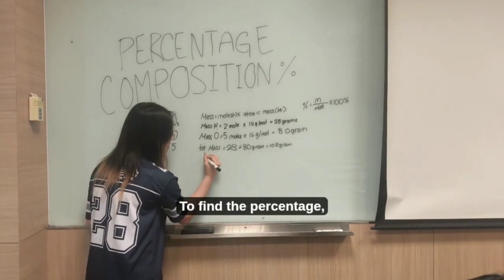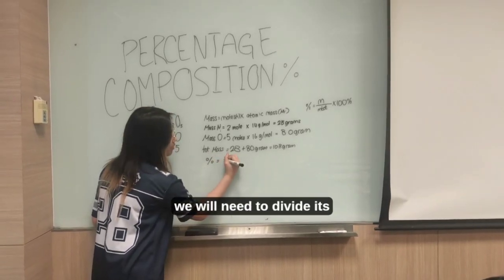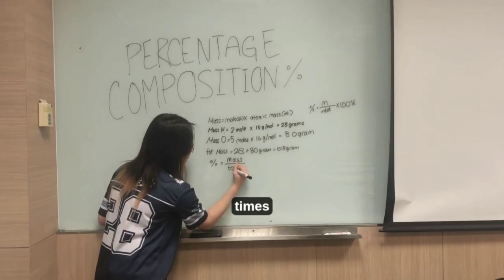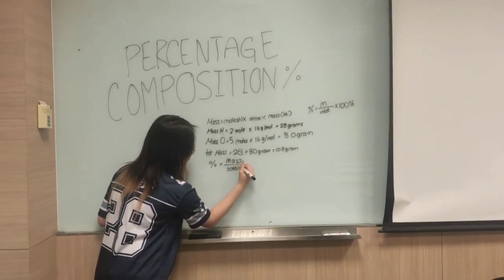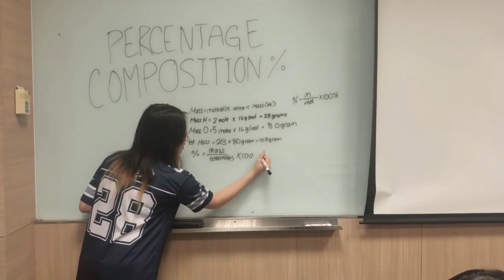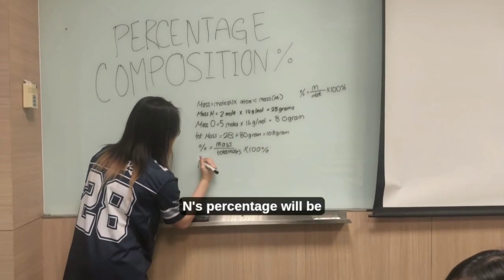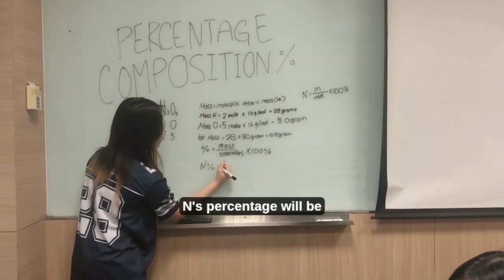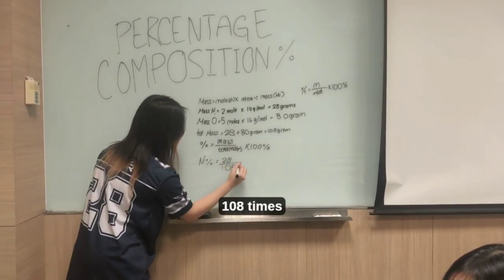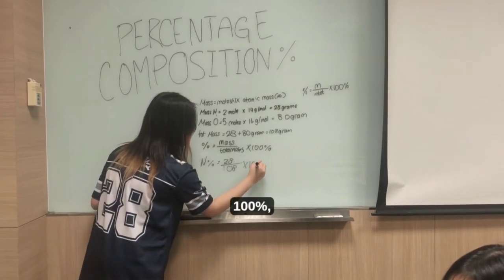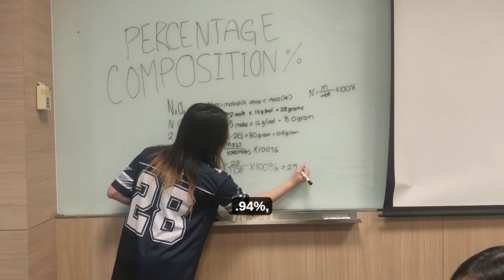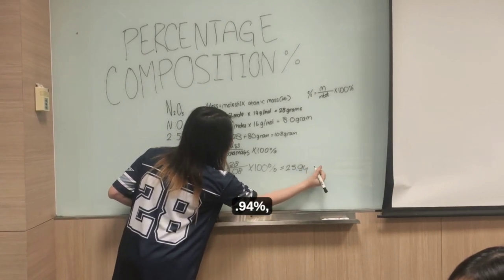To find the percentage, we will need to divide its mass by its total mass times 100%. N's percentage will be 28 divided by 108 times 100%, which will be 25.94%.